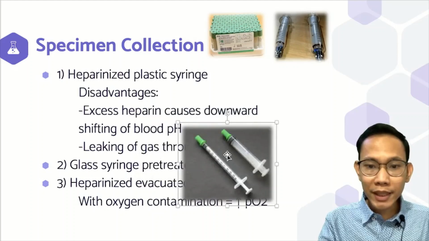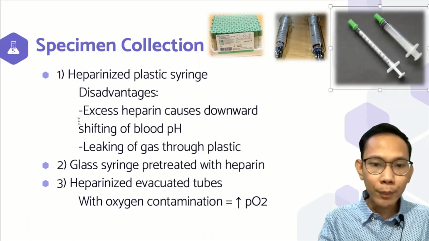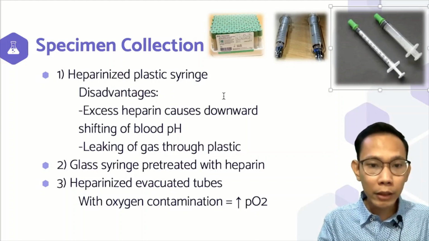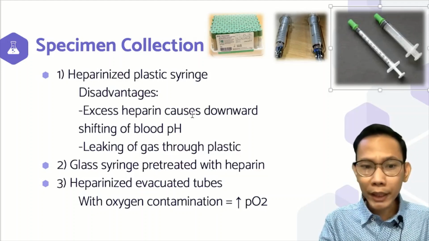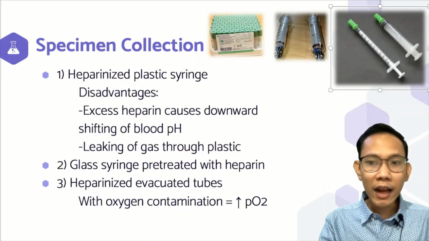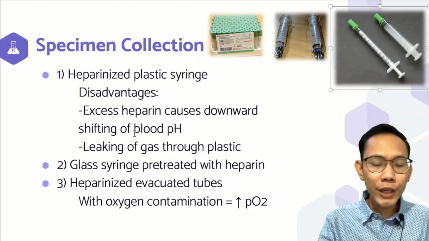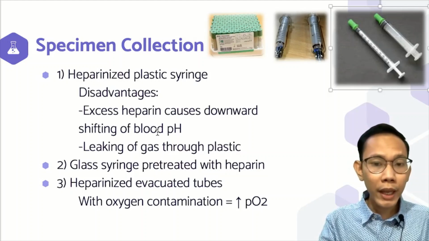However, there is a disadvantage of using this plastic syringe. Number one, excess heparin causes a downward shifting of the blood pH. That's why you have to be very careful about the amount of heparin we put in our syringe. It should be for flushing only. And also, there is a leaking of gas through the plastic.